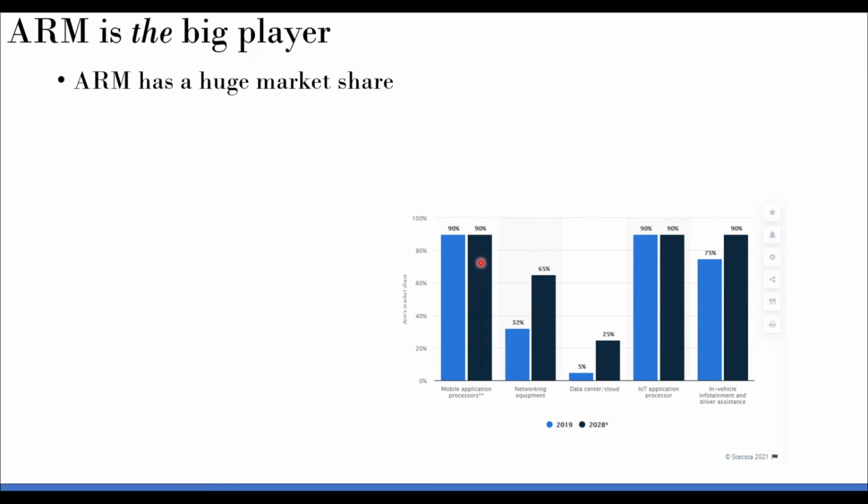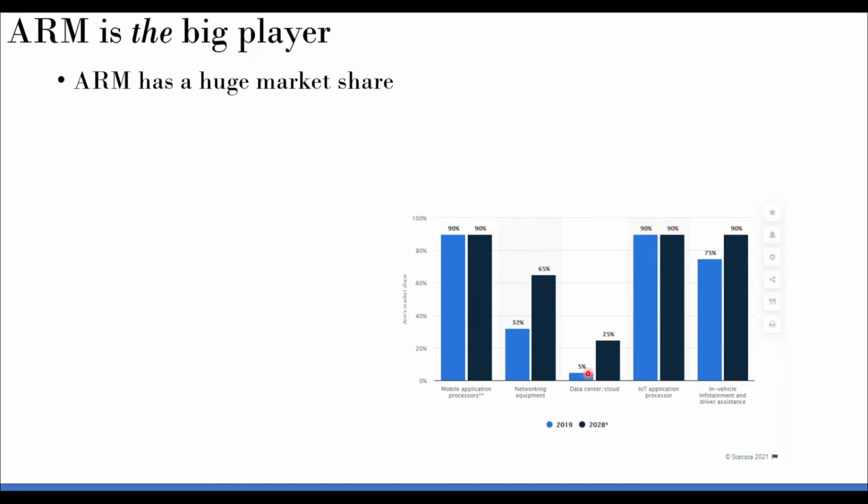The remaining may be some other company, but they are dominating, no question about it. Networking equipment, all the routers and all those things, is at 32% in 2019, and they envision that to be 65% by 2028. That is what they want.